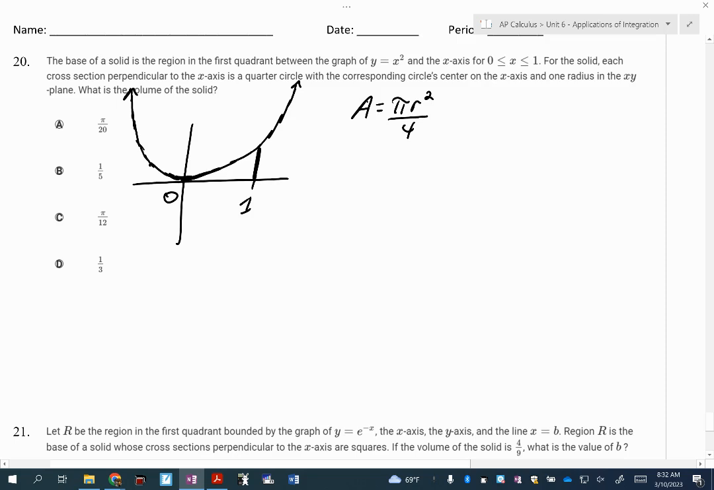Now, and here's something that they didn't have on the last one. With the corresponding circle's center on the x-axis and one radius in the xy plane. So that's telling us, trying to do this real quick, like that, okay? It's telling us that the distance from the x-axis, which is the center of the circle, to my function x squared is the radius. So this time my radius is x squared.